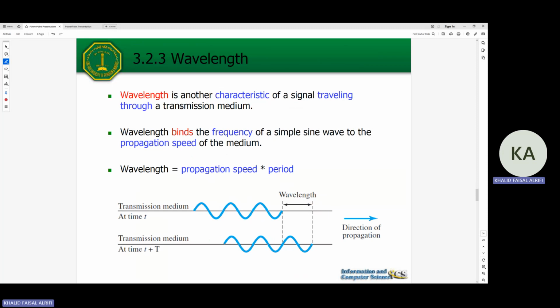The wavelength is another characteristic of a single signal traveling through a transmission medium. Wavelength binds the frequency of a simple sine wave to the propagation speed of the medium. So you have the rule here: wavelength equals propagation speed multiplied by the period.